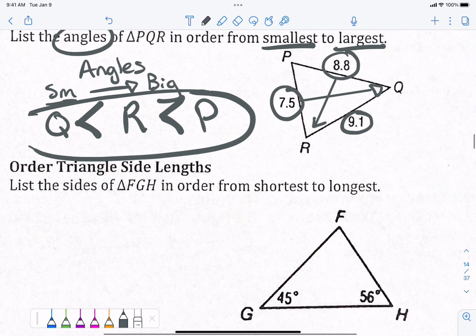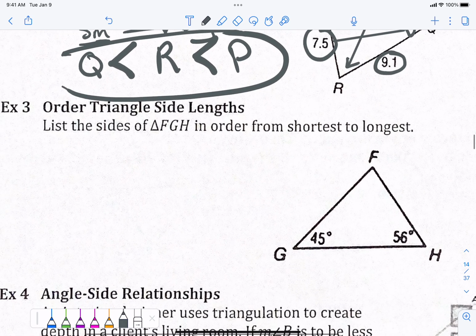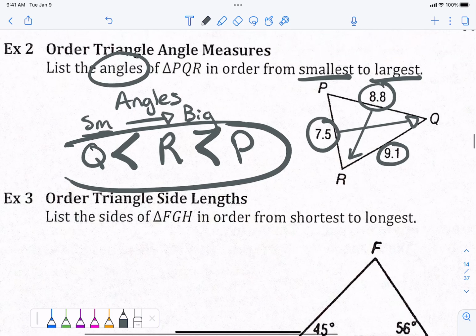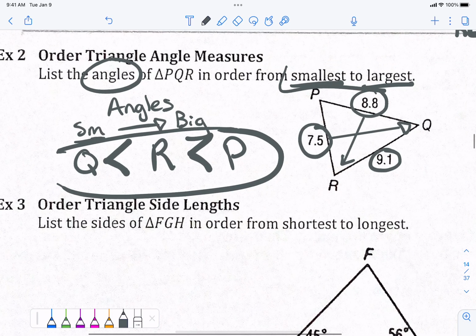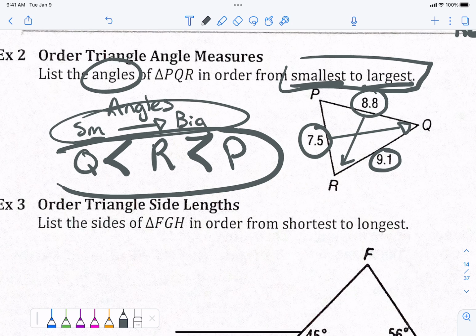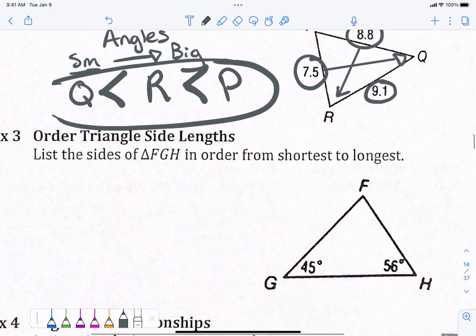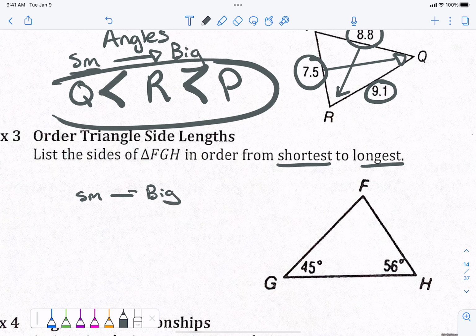Do we have to say which way it's going? Like, do we have to do small to big? They told me small to big, so I just wrote it here to help myself. So you don't have to write that down. But I just said small to big just so that I know which one, because I sometimes get them switched in my brain. Alright. So this one's shortest to longest. So I'm going small to big. And we're listing the sides.